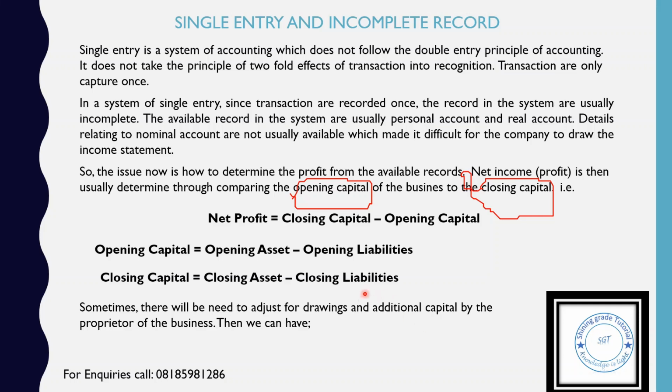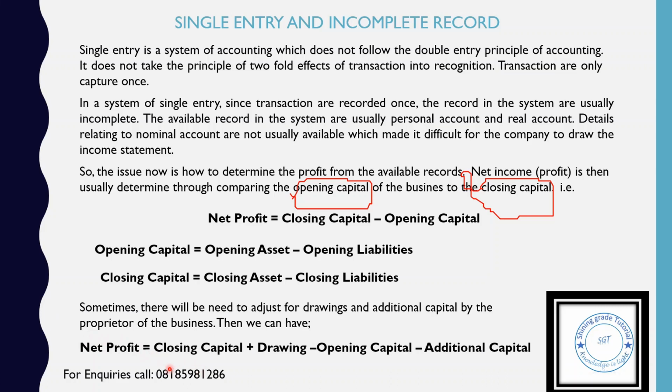So we add loans to the closing capital and the debt capital, the additional capital from the closing capital, to get our net profit. So now net profit will become closing capital plus drawings minus opening capital minus additional capital. So this formula will change from now.